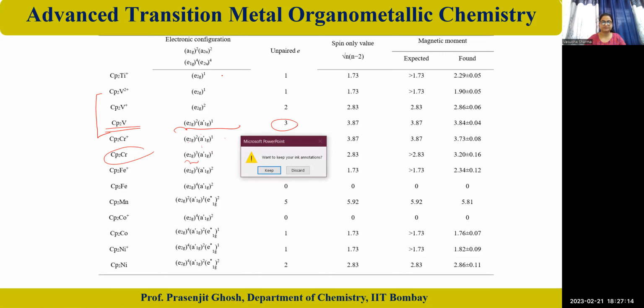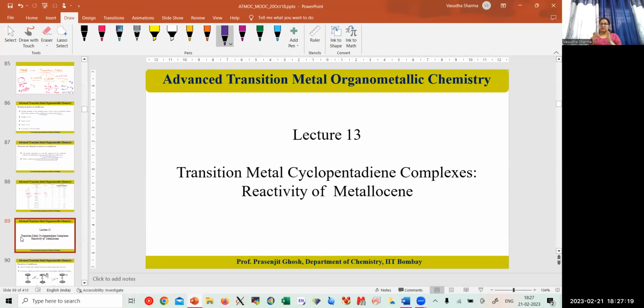So in lectures 11 and 12, we got to know about the molecular orbitals and how the combinations are made from the ligand to metal, what kind of interactions we have seen, and what is the electronic configuration of different metallocenes. We have seen how it varies depending on their electronic configuration, and we get different electronic and magnetic properties.